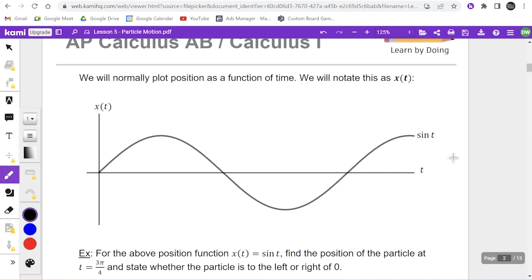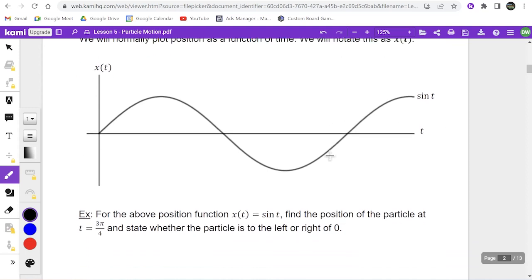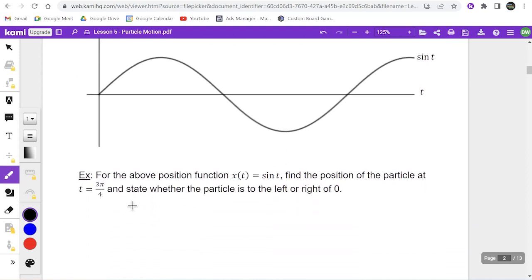So with that, let's go ahead and talk about what we're looking at here when it comes to x of t. Remember, x of t is the position. And here's an example of the graph sine t. Now let's look at an example. For the above position function, x of t equals sine t, find the position of the particle at t equals 3 pi over 4 and state whether the particle is to the left or the right of 0.